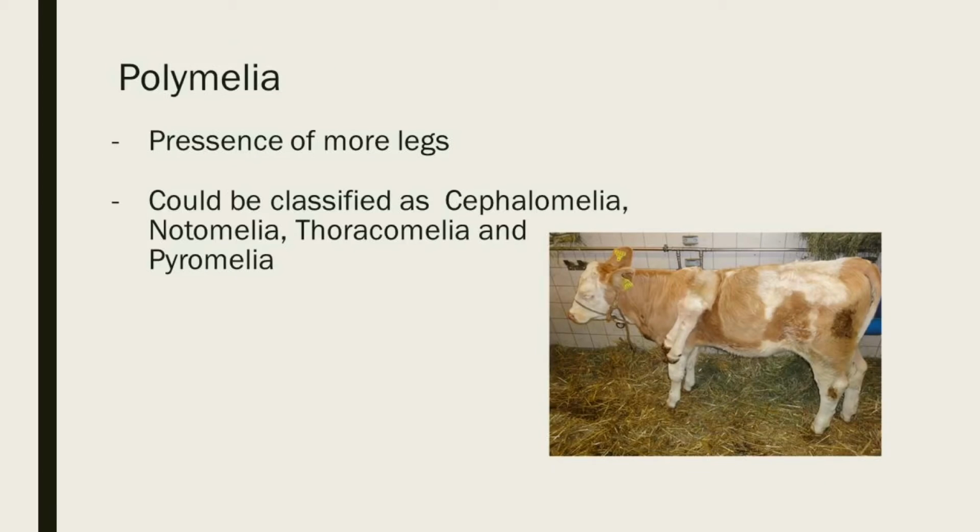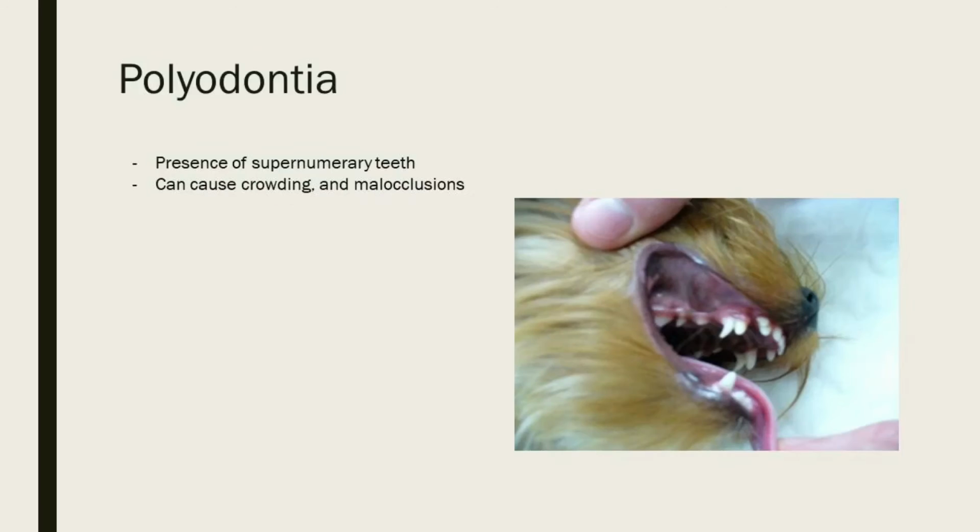Polymelia is a congenital anomaly which is defined as the presence of accessory limbs attached to various body regions and could be classified as cephalomelia, extra limb attached to the head; notomelia, extra limb attached to the backbone; thoracomelia, extra limb attached to the thorax; and pyromelia, extra limb attached to the pelvis. These anomalies are usually associated with genetic factors including teratogens, chromosomes, and environmental agents.